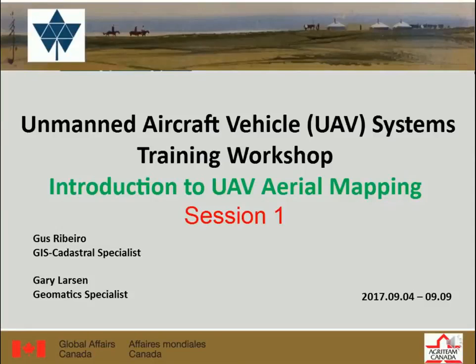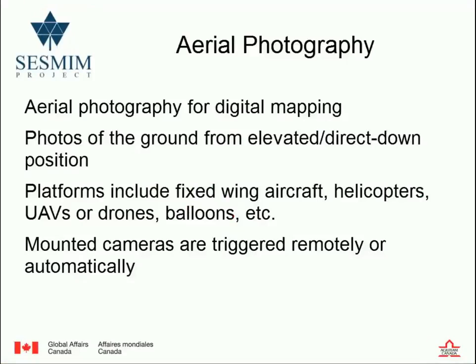Unmanned aircraft vehicle, drones, aerial photography. So aerial photography, we use it for the creation of digital maps. It's really photographs of the ground from the camera pointing straight down. And so you can take these pictures from basically fixed-wing aircraft, helicopters, UAVs, drones, or balloons. And the cameras are triggered remotely or automatically.